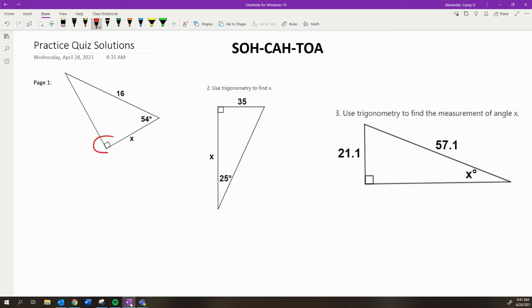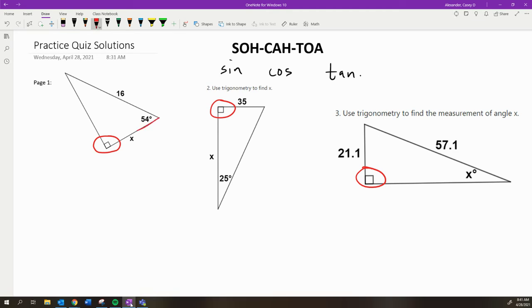And remember, you can only use SOHCAHTOA, sine, cosine, and tangent, if you have a right triangle. And all 3 of these are right triangles. So starting with this one, and with all of these, we have to start by writing an equation using one of the 3 trig ratios, sine, cosine, or tangent. And let's start with number 1 here.